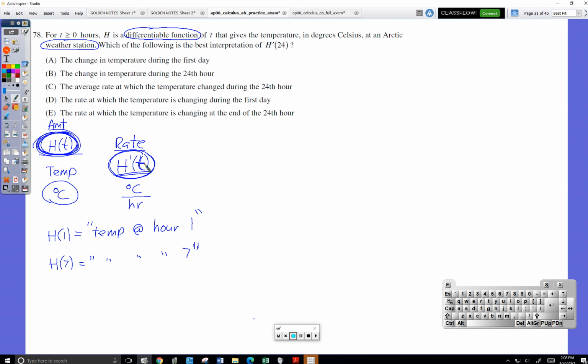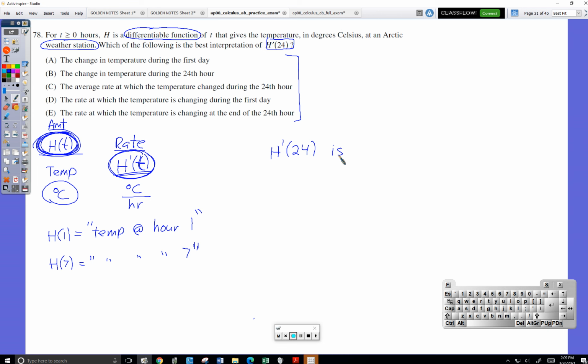So they're asking us to explain the meaning of H prime of 24. Without reading any of the answers, you just tell me what is H prime of 24, because that will happen on an FRQ. They won't give you any of these answers. You'll have to say, okay, H prime of 24 is blah, blah, blah. The change. Careful. It's okay, let's keep talking. You're really close. It's just the words that are messing with you.